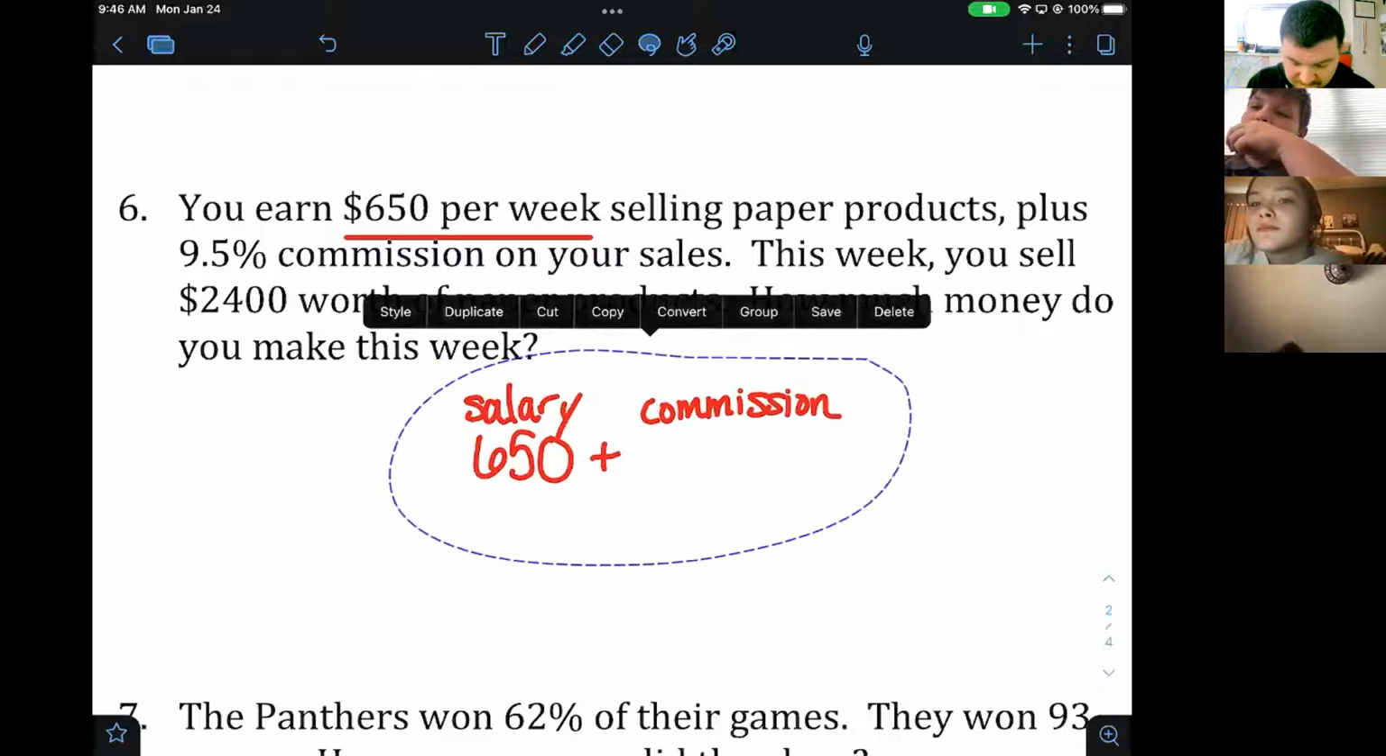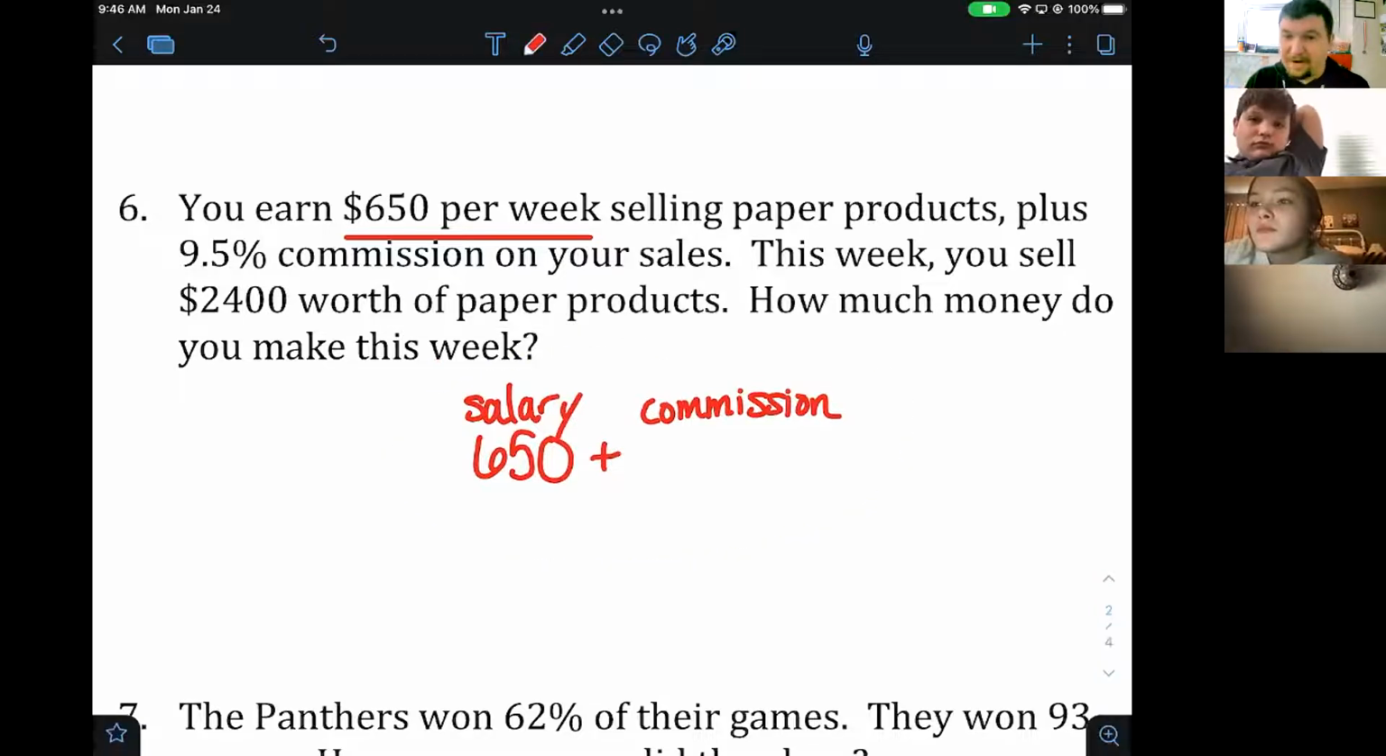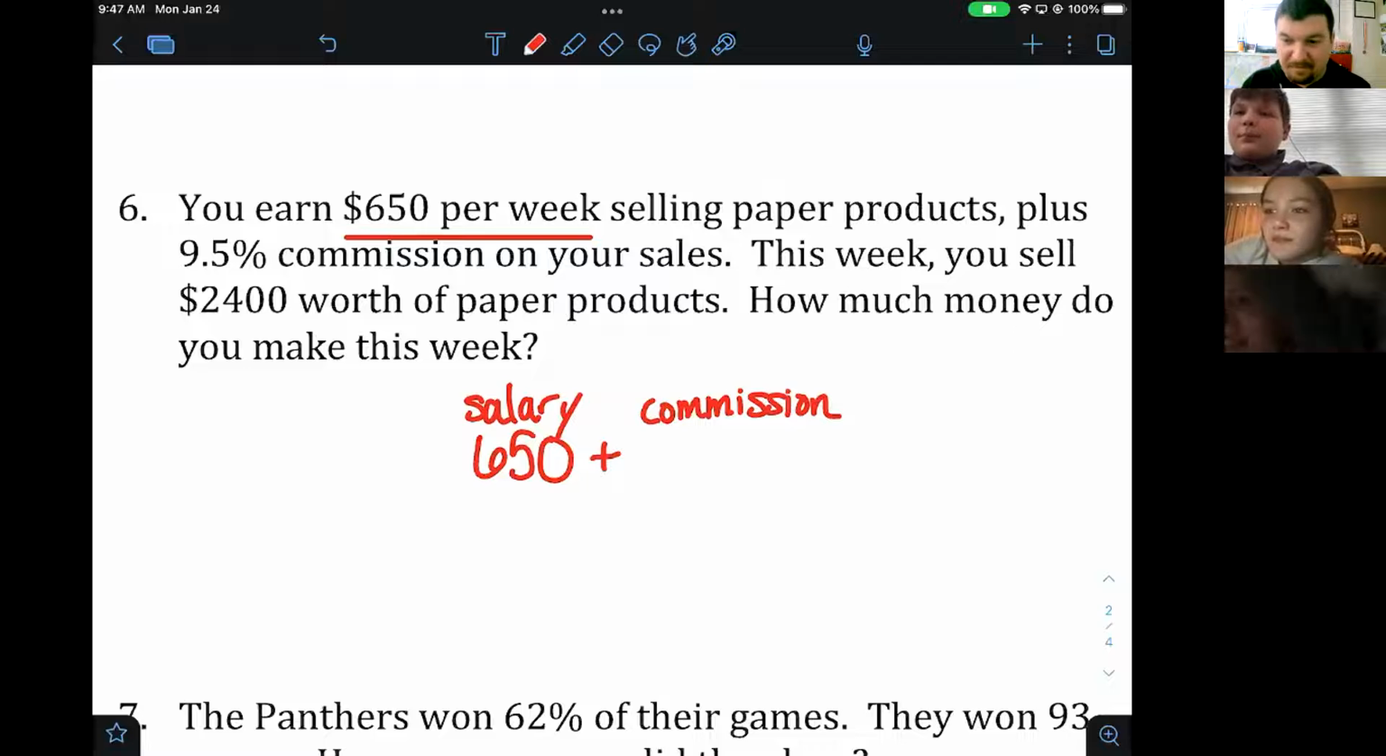So if you work a job in sales, I don't know if you guys are big fans of The Office. That's what inspired me for this problem, because in The Office, Dunder Mifflin sells paper products.